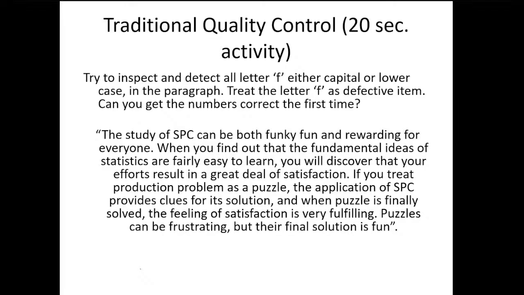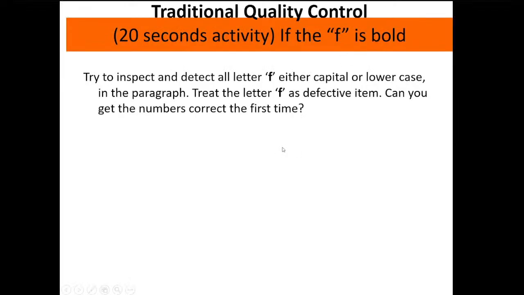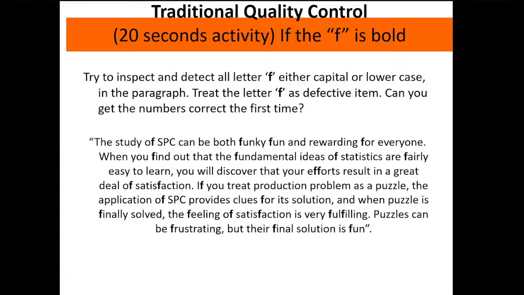So basically, if we had it bold, okay, this is a traditional quality. If we had it bold, we might end up having 24. Okay, 24 F letters. Dennis says I'm correct. All right.